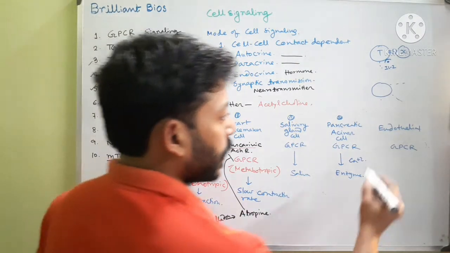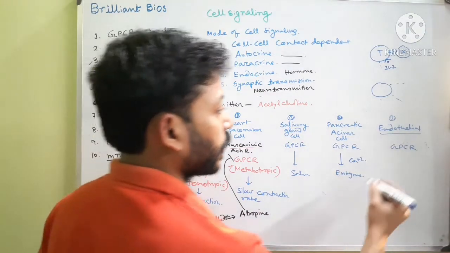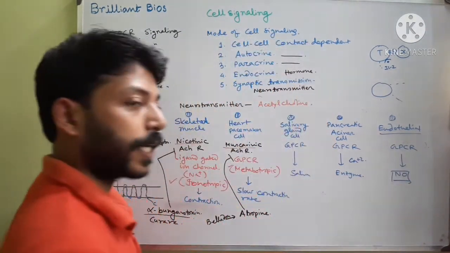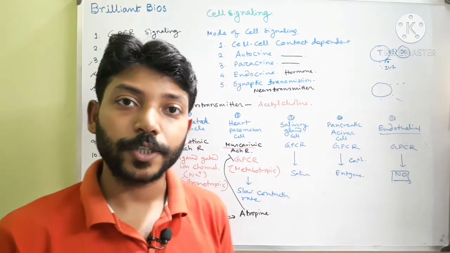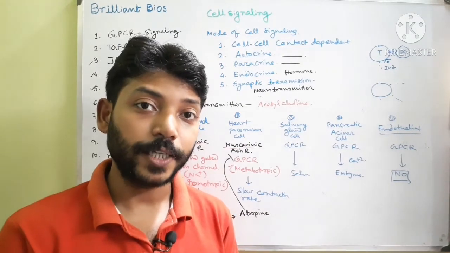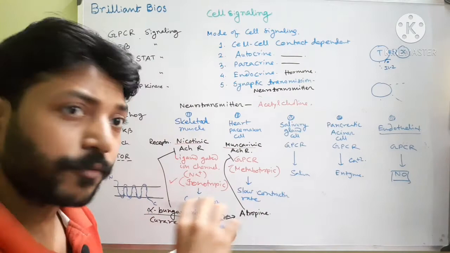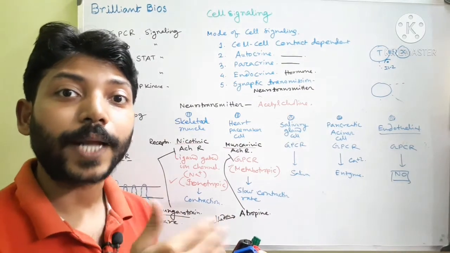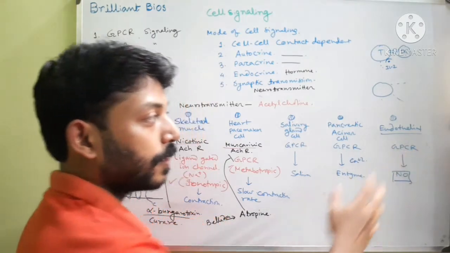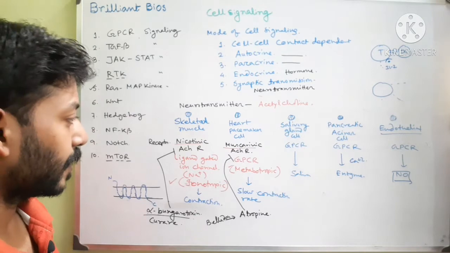And then there are endothelial cells. When acetylcholine binds in endothelial cells, they help in the production of nitric oxide, and that nitric oxide relaxes the smooth muscle surrounding the endothelial cells of the blood vessels, so that much more blood can flow. I will also talk about these portions of this receptor signaling in my next class.